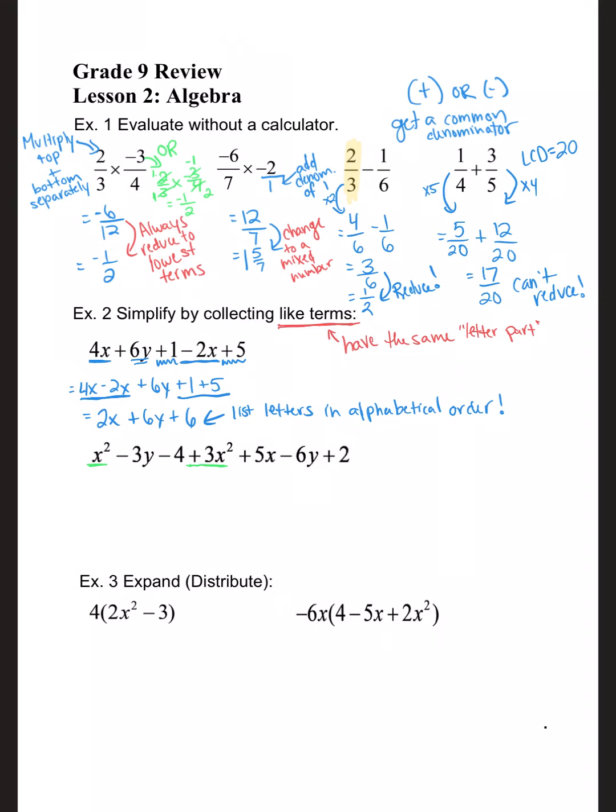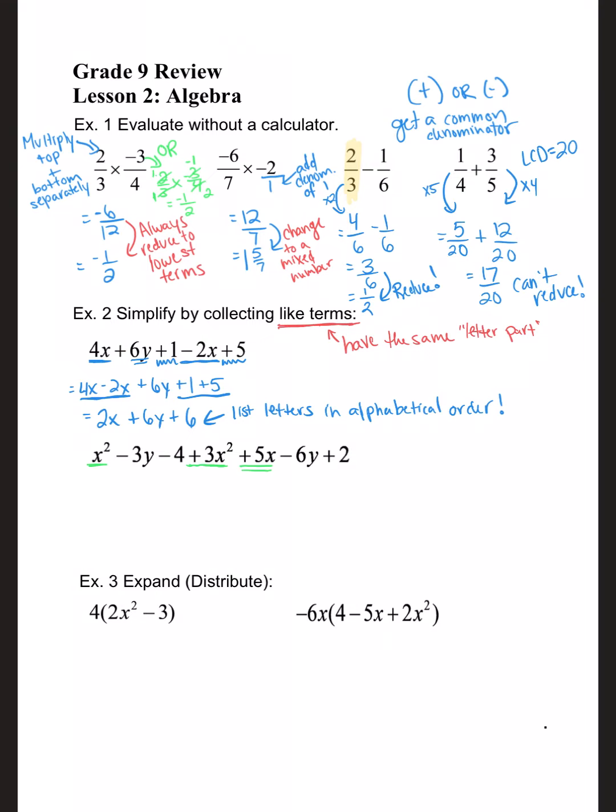It will change your expression if you leave off a negative in particular. So make sure you always bring that plus or minus that's in front of a term with it. All right, so that's for my x squared terms. If I look at just my x terms, I have a plus 5x, but I don't have any other x terms as I look across my expression.